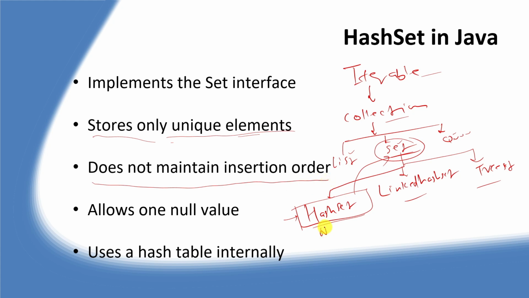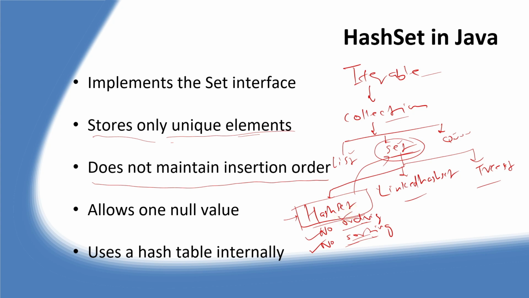So for HashSet, no ordering and no sorting. What do I mean by ordering and sorting? Ordering means the order in which elements are getting inserted into the HashSet. That order will not be remembered in the HashSet. That's why I have mentioned no ordering. And sorting means it will not sort in ascending or descending order. That's why no sorting. So both these features are not available in HashSet.